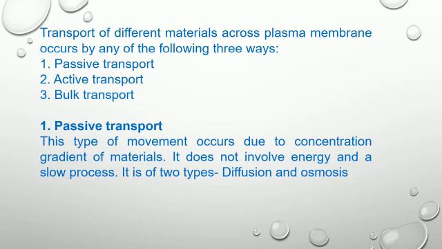Transport of different materials across the plasma membrane occurs by any of the following three ways: passive transport, active transport, and bulk transport. Let us discuss passive transport. This type of movement occurs due to the concentration gradient of material. It does not involve energy and is a slow process. It is of two types: diffusion and osmosis.